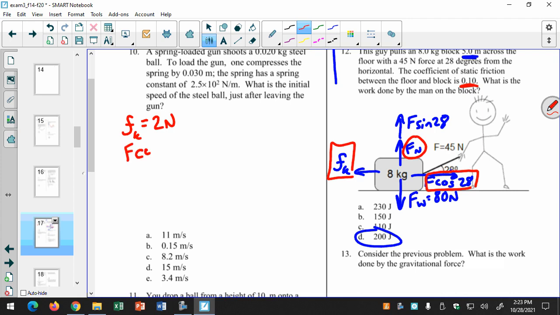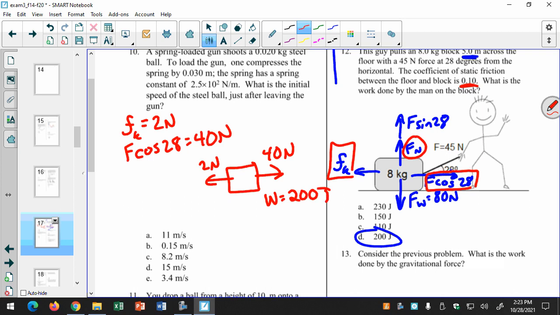F cosine of 28 was what? That's 45 cosine of 28. Can you do that? 45 cosine of 28? Yeah, 39.7. Okay, so F cosine of 28 is about 40 newtons. So I imagine that I have this block with a 40 Newton force in this direction and a 2 Newton force in this direction. The work done by this force is 200 joules. The work done by this force is negative 10 joules.